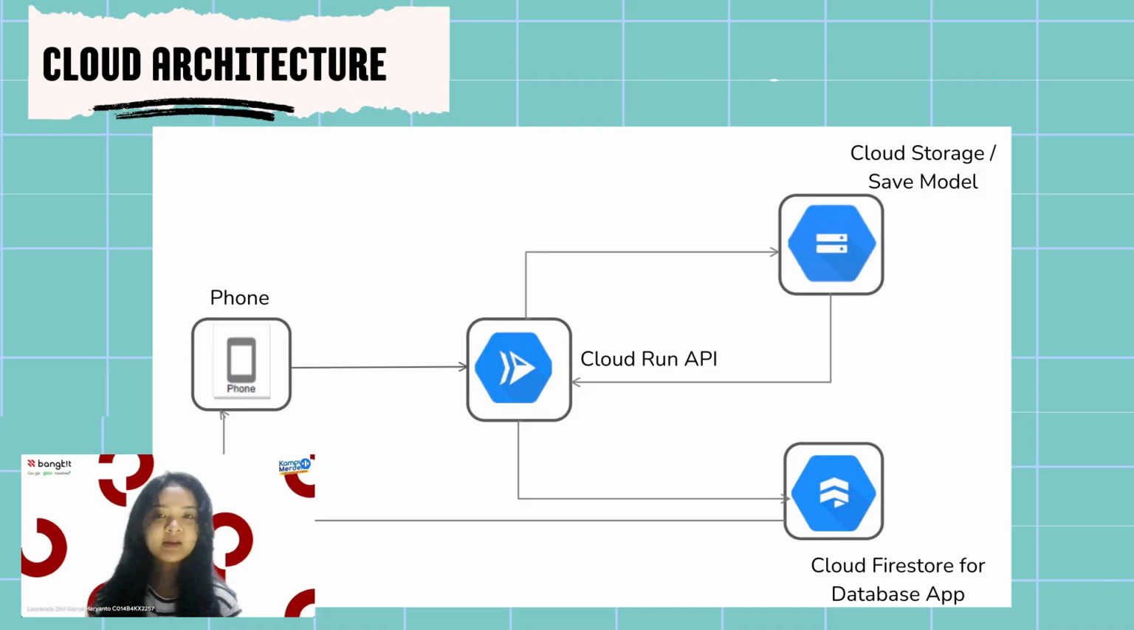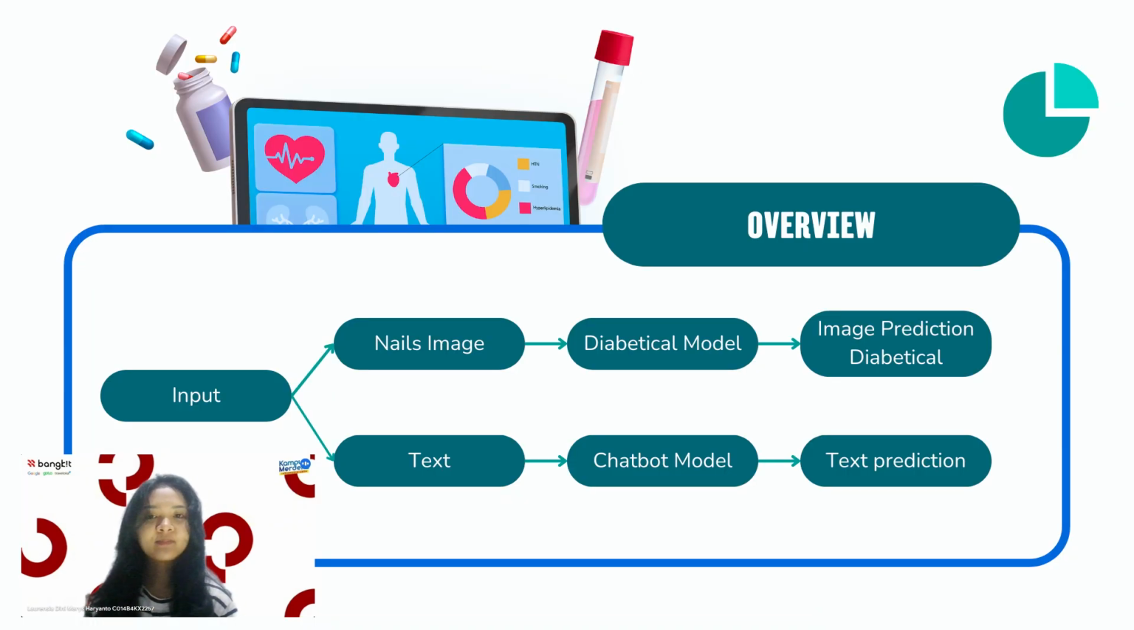Okay, next I will explain the flow of the cloud architecture that supports our application. Starting from the beginning, i.e. the user accessing the application via mobile. Next, data is sent to the Cloud Run API. Next, the Cloud Run API communicates with the cloud service, be it Cloud Storage or Cloud Firestore. Once the data has been processed or the request has been executed, the Cloud Run API sends a response back to the user device.